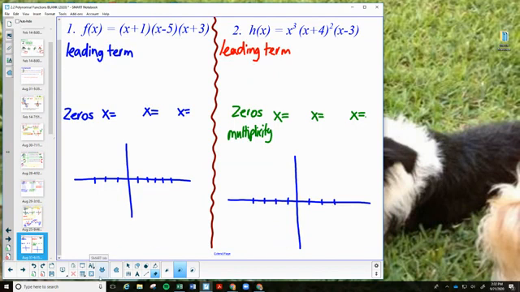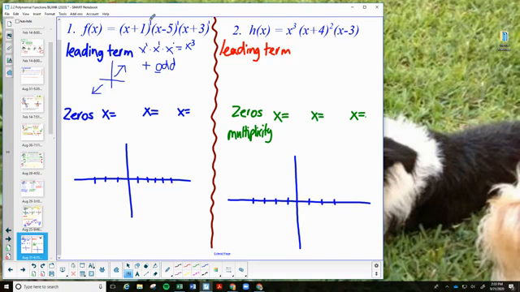So here we go. On this one, your leading term is x to the 1 times x to the 1 times x to the 1, which is x cubed. And it's not going to have a minus at the front, and none of these are reversed with a negative. This is a positive odd leading term. The positive tells me that on the right, it's going to go up into quadrant 1. The fact it's odd means that these ends are going to go in opposite directions.